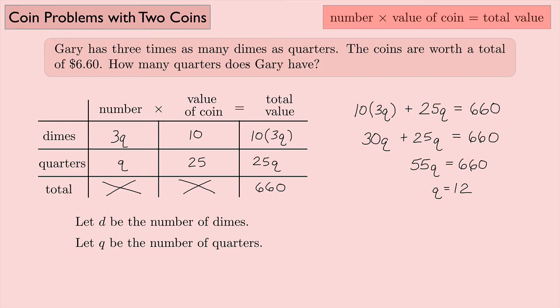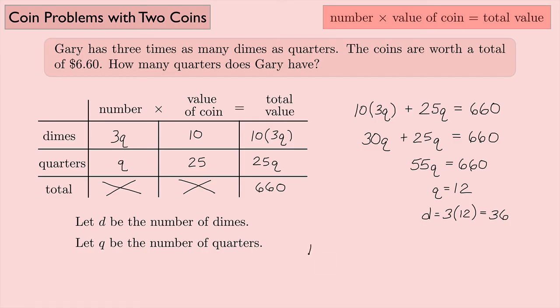So how many quarters does Gary have? Gary has 12 quarters. If I wanted to find the number of dimes, remember that the number of dimes is just 3 times the number of quarters, so that's 3 times 12, and if you do 3 times 12, you end up getting 36.